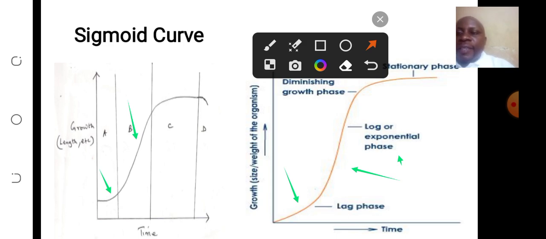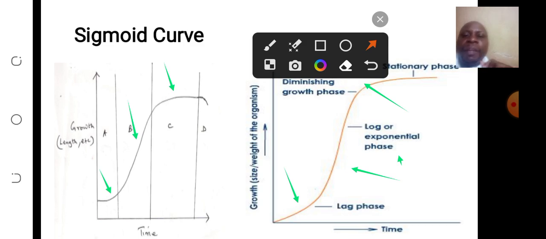Then we have phase C. Phase C, this one here, we call it decelerating phase. Here, there is a diminishing growth, meaning that the growth now starts slowing down. And this is because of the following reasons. 1, competition has started to occur. The organisms are competing for some resources which are now scarce.